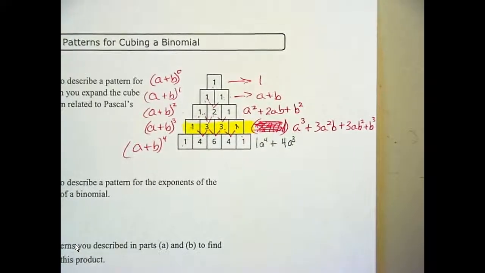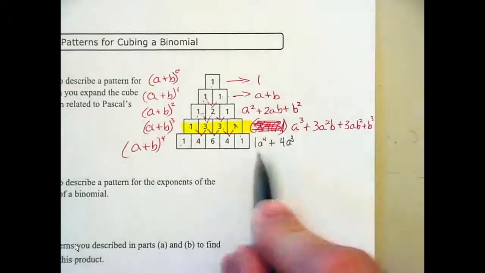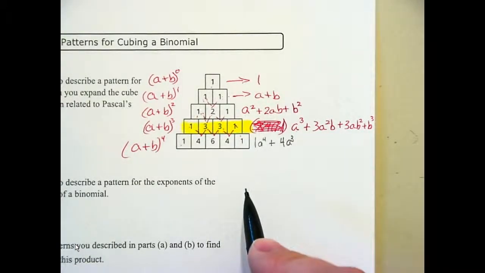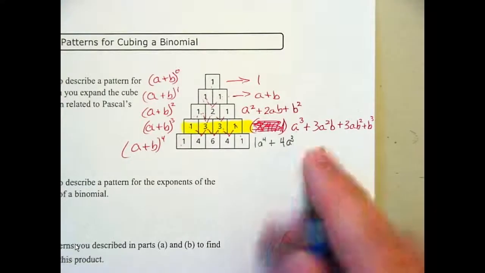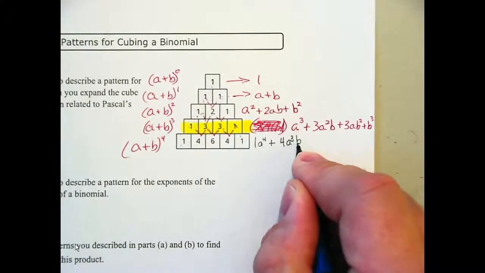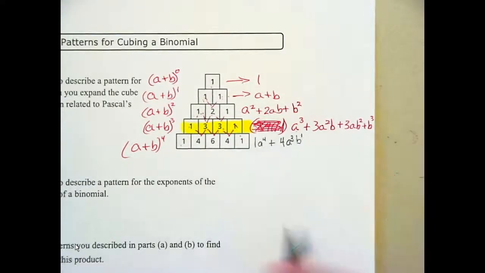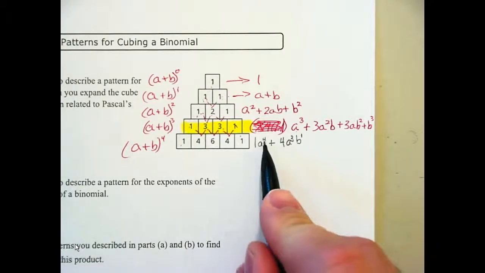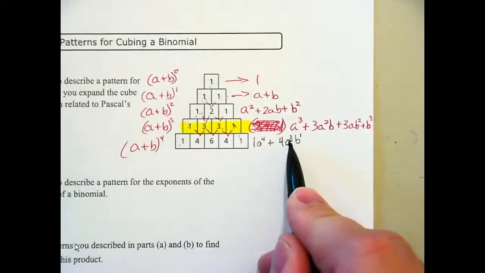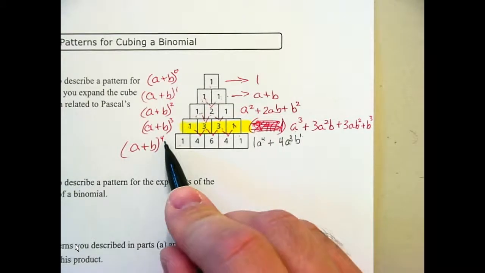Okay, now please note this. How many have it right so far? What else goes here? B to the what power? B to the 1st. Notice a to the 4th gives me a power of 4. 3 plus 1 gives me a power of 4.